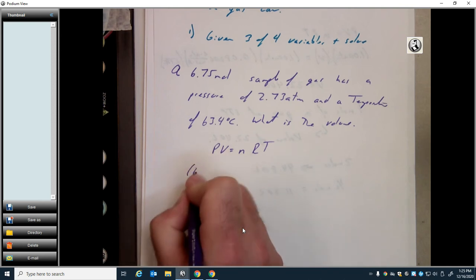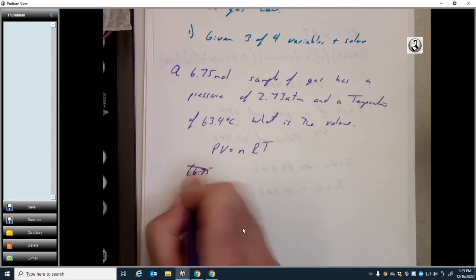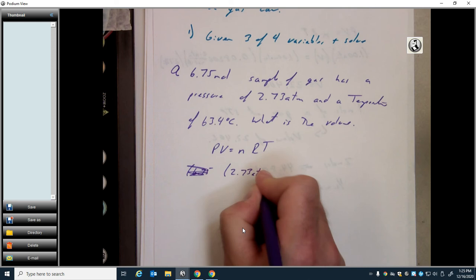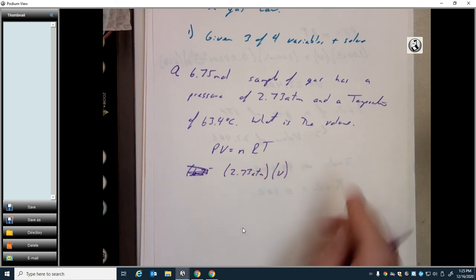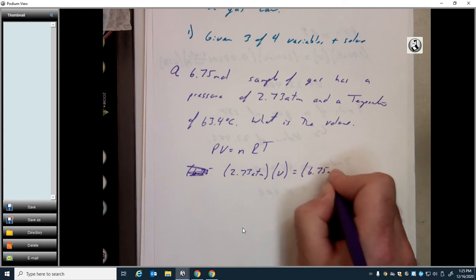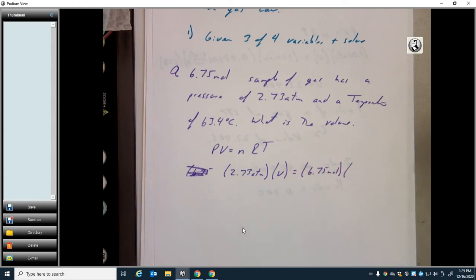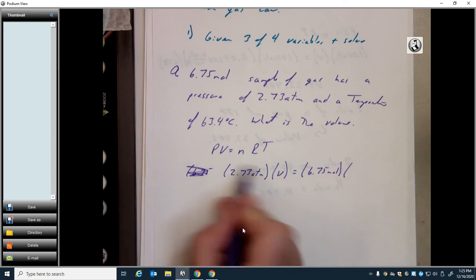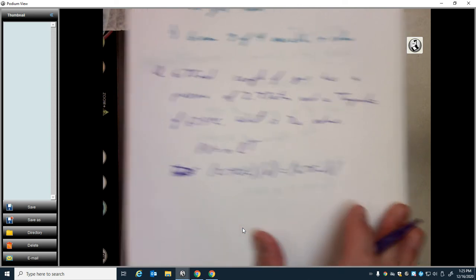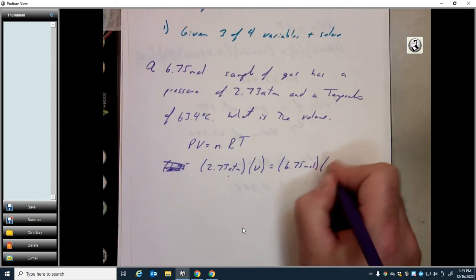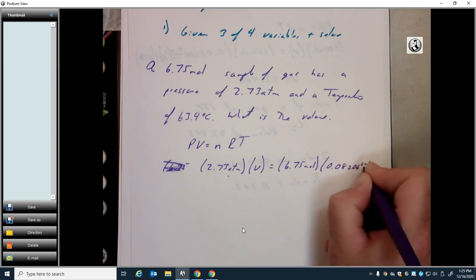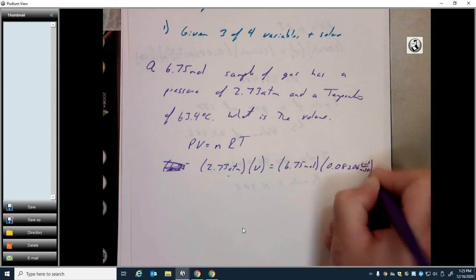So our pressure is 6.75. No, I lied. It's 2.73 atmospheres. We're trying to find volume. We have 6.75 moles. Now, our gas constant, there are three choices. Your pressure is the one that determines which gas constant we use. We're in atmospheres, so we're going to use 0.08206 liter atmospheres per mole Kelvin.